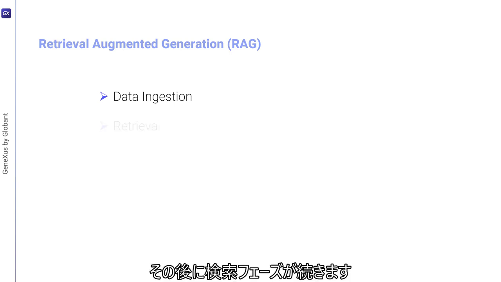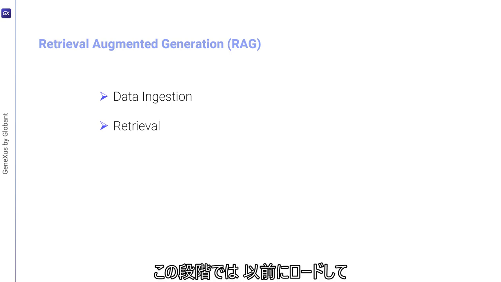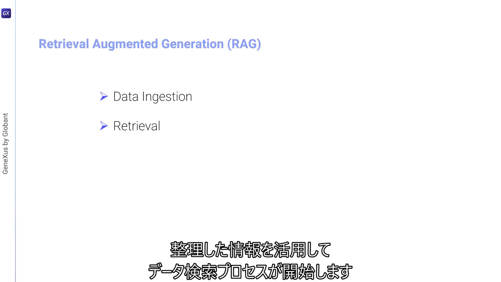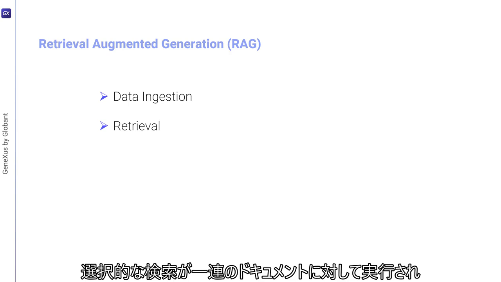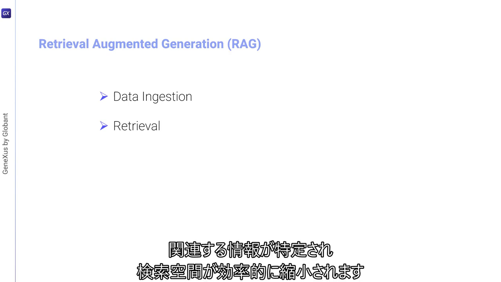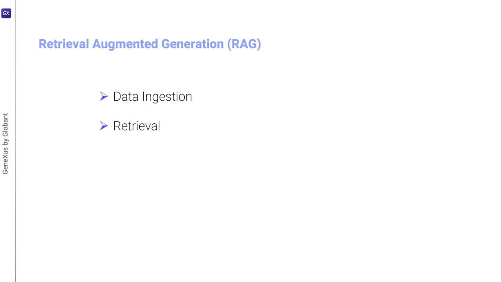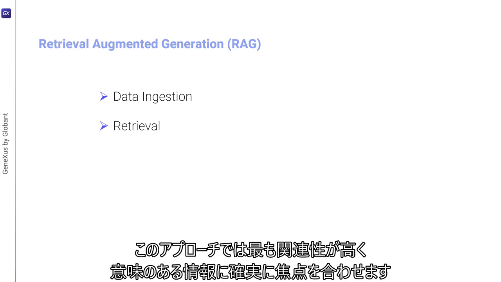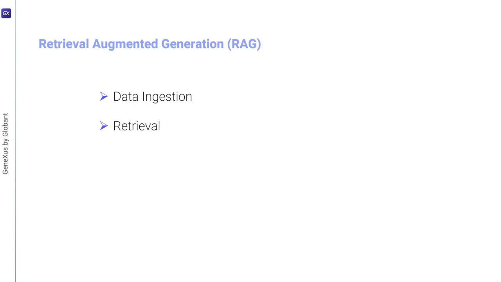It's followed by the retrieval phase. In this stage, the data retrieval process is started, taking advantage of the previously loaded and organized information. A selective search is performed on a set of documents, identifying related information and efficiently reducing the search space. This approach ensures that focus is placed on the most relevant and meaningful information.